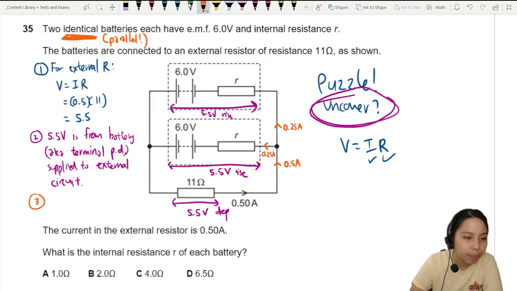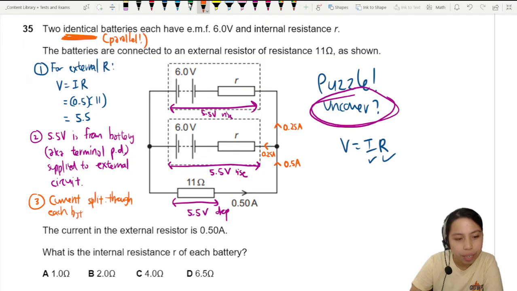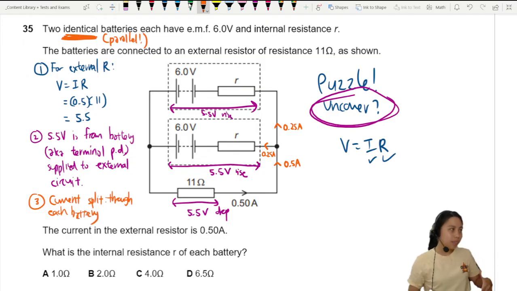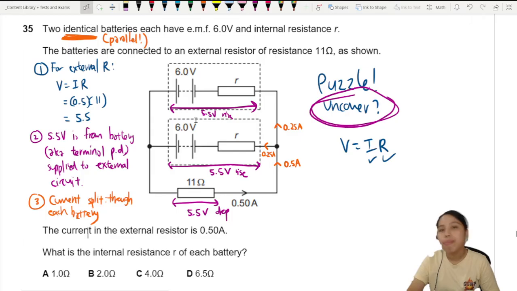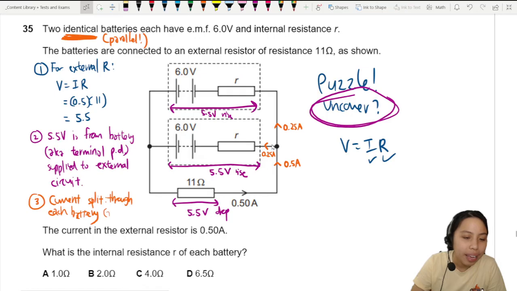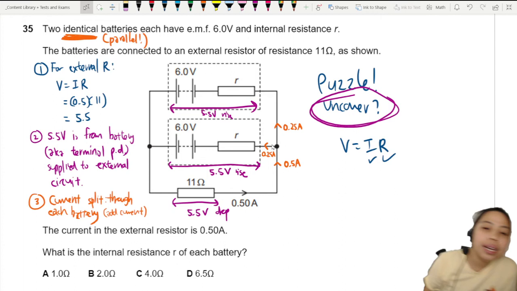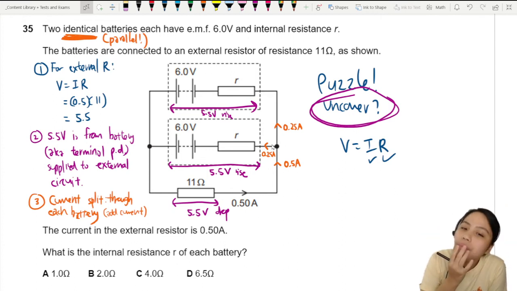So let's write here, current split. This is through each battery. So this is also why in some circuits, if you want your batteries to last longer, you put them in parallel. Their voltages don't add up, but their currents do add up together. So they add current. They help each other in that way. Okay, next. What other puzzle?